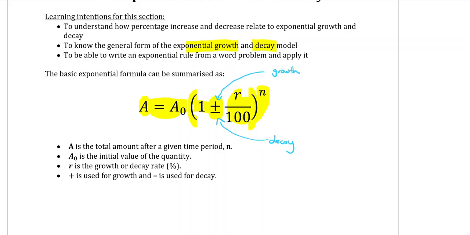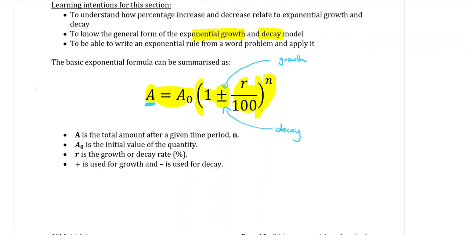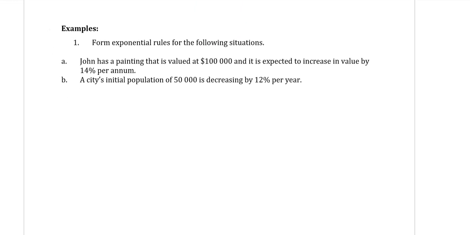The A0 represents the initial amount that you start with. The A, the normal A that's over here, is the total amount that you would have at the end. r is the interest rate as a percentage, which is why you divide it by 100 in the formula, and n is the time period. Okay, so let's have a look at our questions.